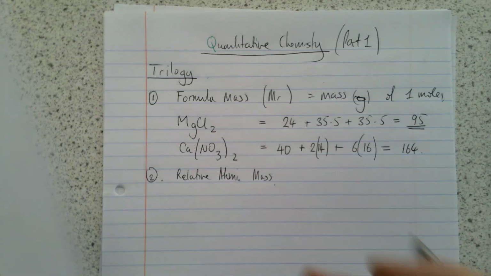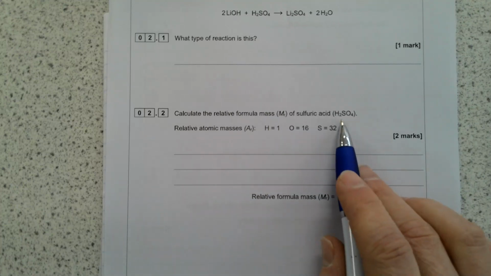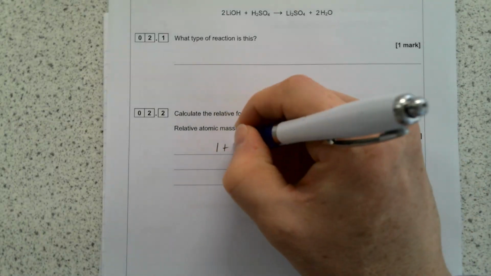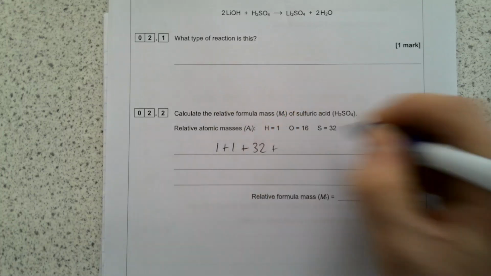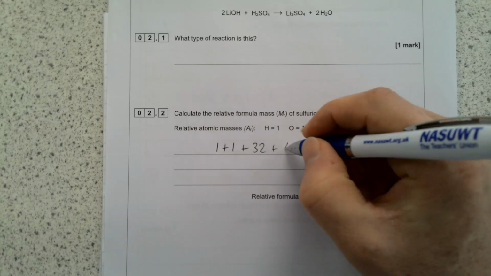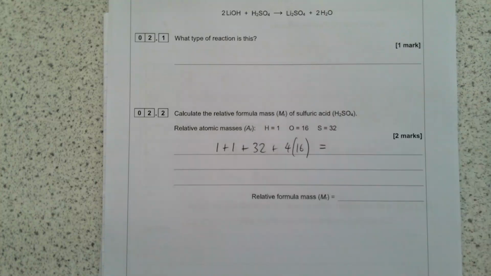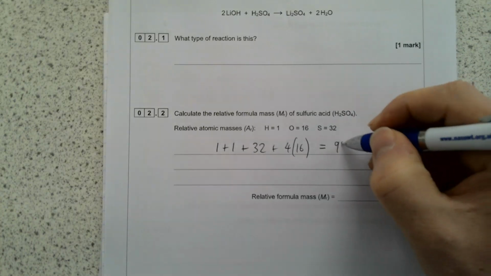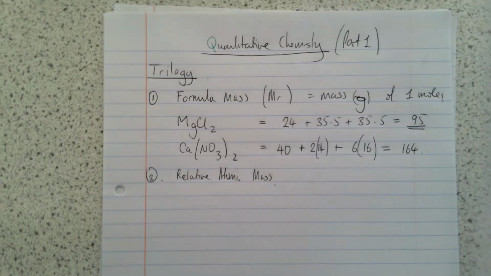Oh, by the way, I just found an example of a question here. 2 marks for working out the relative formula mass of sulfuric acid. So 2 lots of hydrogen plus 1 lot of sulfur, the numbers are given to you even, plus 4 lots of oxygen, 4 lots of 16. I'm pretty sure that comes to, I'm just going to check it, 98, yeah, that's right. So 98. That's all you've got to do for that. It's really straightforward, but it comes up as 2 easy marks on your paper.